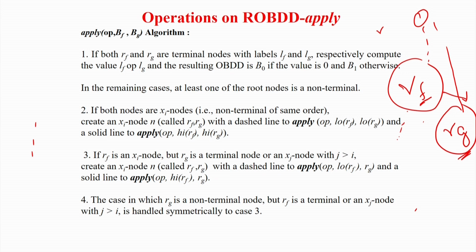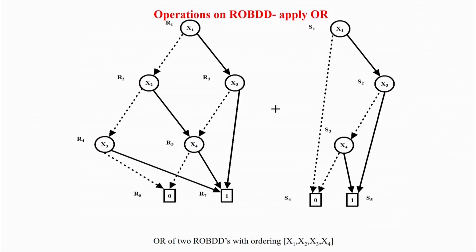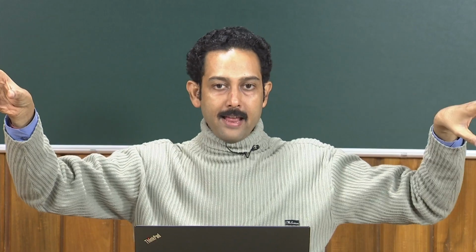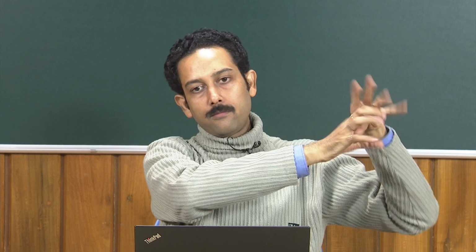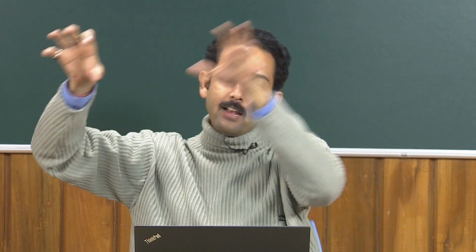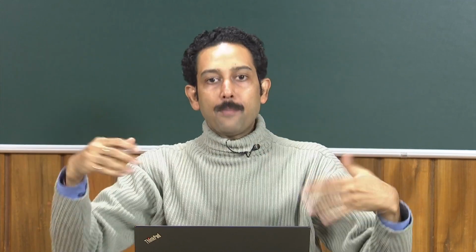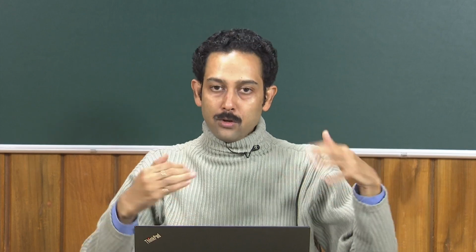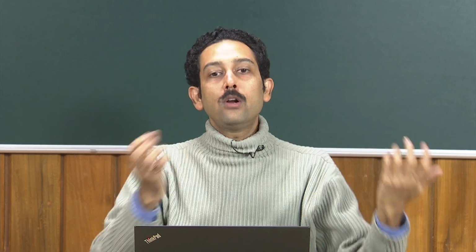Similarly, it can be done the other way around if RF and RG are vice versa. So this is actually symmetric. In gist, take two root nodes. If the nodes are at the same level, you take the left child of each, operate, and get the result. Right child of each, done. You keep on doing it, and it will terminate when you operate on terminal nodes.